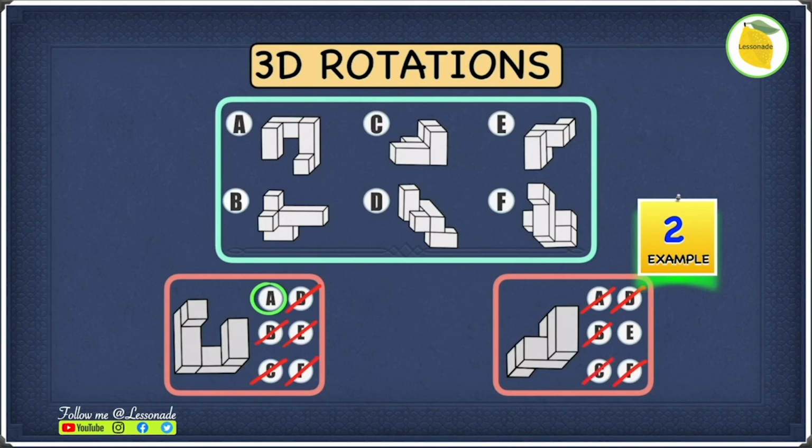So we're left with E, so E must be our answer, but just to be sure E is our answer, let's check it anyway. In E, both of the cuboids are stacked on top of each other. This cuboid we have right here is obviously underneath this cuboid, so they're stacked. So therefore, our answer to this question is E.